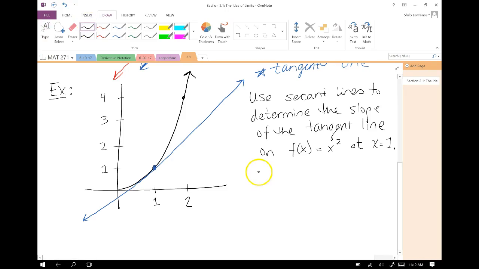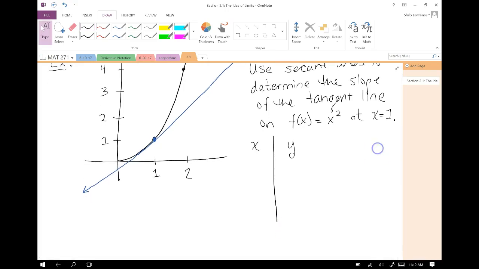So I'm going to make a chart here of x and y coordinates. And my original point is 1, 1. This is our goal point. This is where we want our slope. What we need in order to use algebra is a second point. If we have a second point, we can calculate slope.